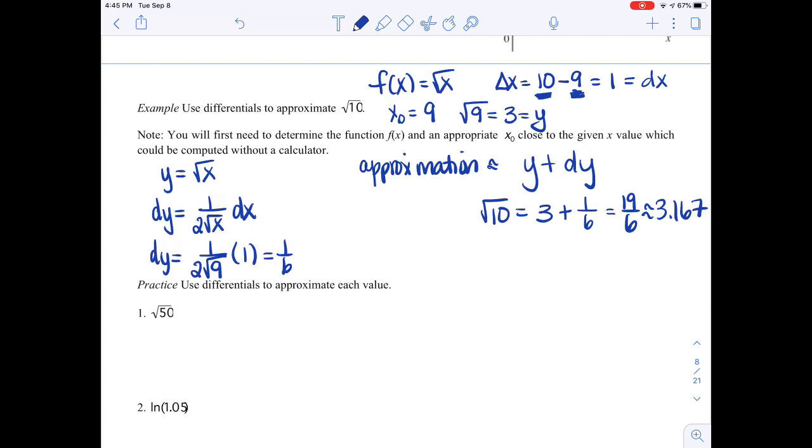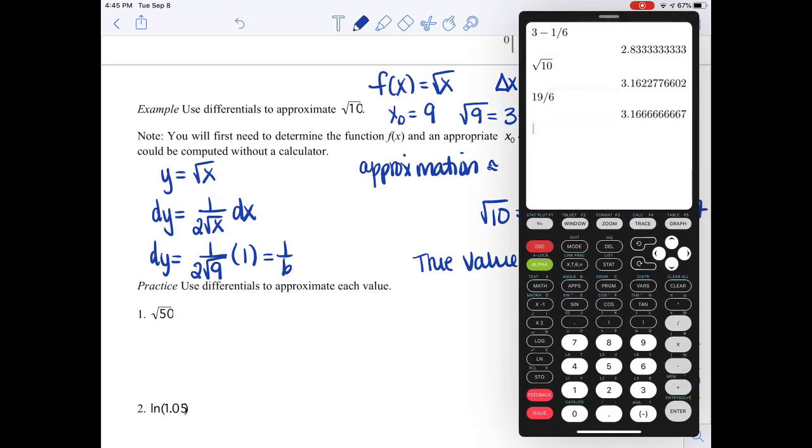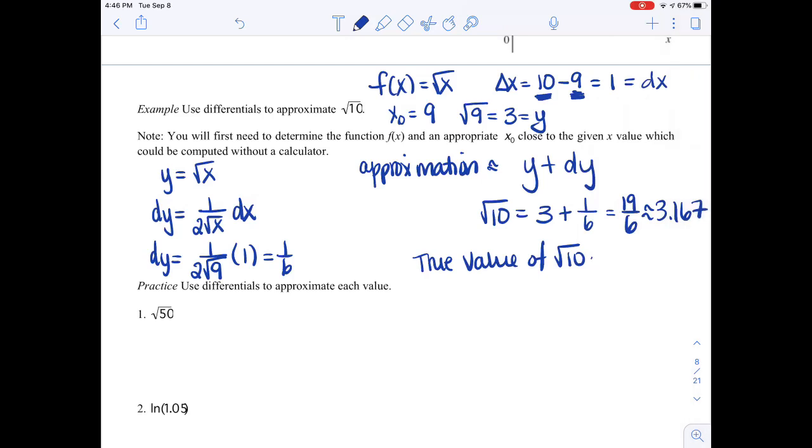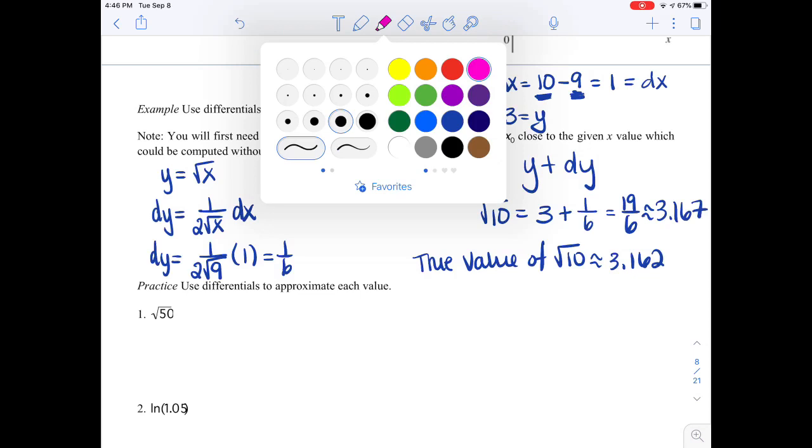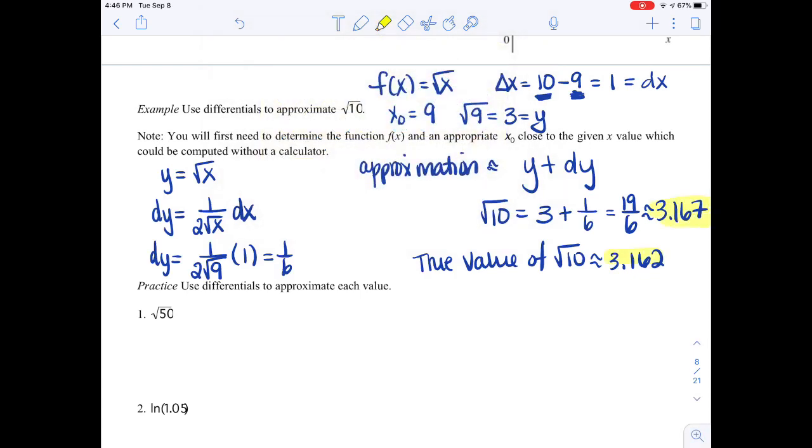So just using this idea of differentials, we got a better approximation than just saying square root of 10 is something that's a little bit bigger than 3. Okay, so the true value of radical 10, if you want to compare it, if I go on my graphing calculator and type in square root of 10, I get 3.162. Okay, 3.167, 3.162, those are pretty close to each other. And again, the 3.167 I got completely without using a calculator.